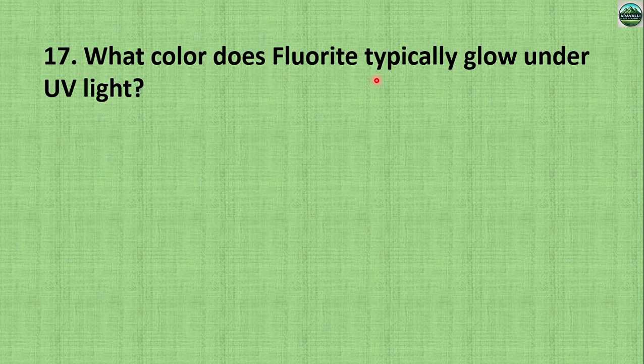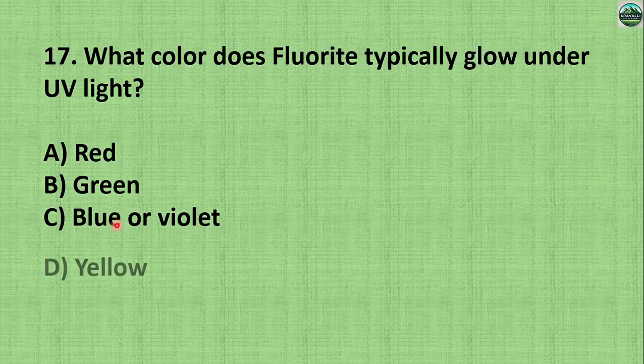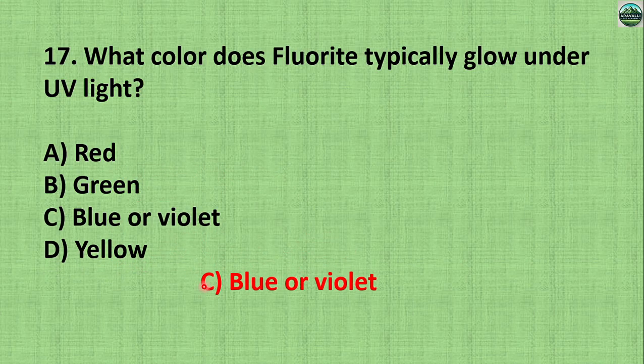What color does fluorite typically glow under UV light? Red, green, blue or violet, or yellow. Which one is the correct answer? Correct answer is blue or violet. Under UV light, fluorite glows blue or violet.